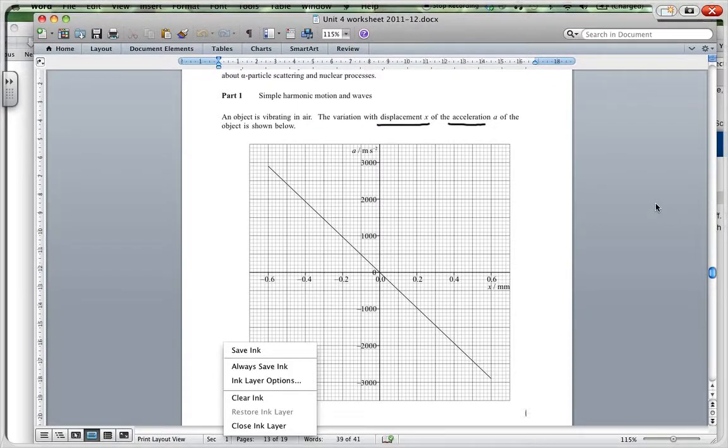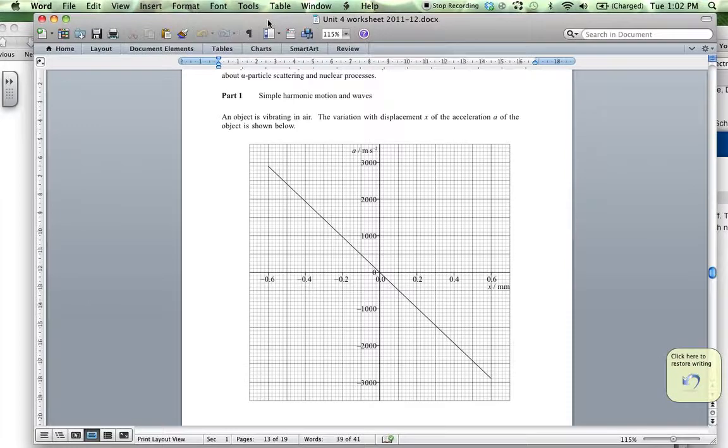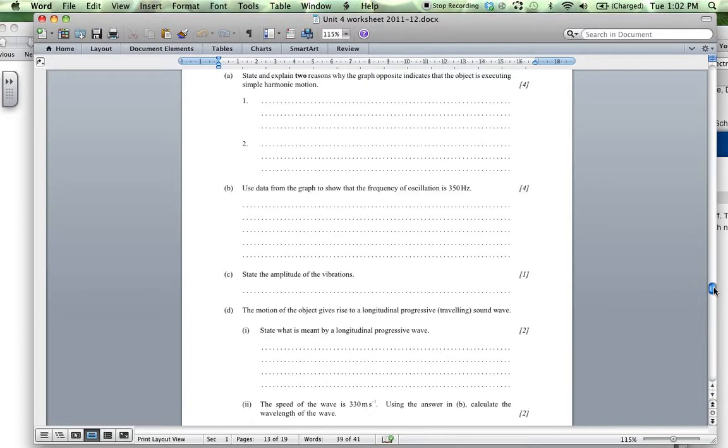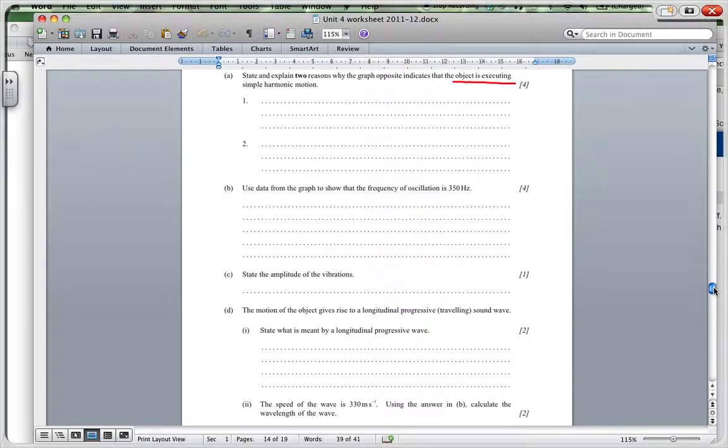Let's firstly look at some of the questions that we're going to need to answer, and then we can come back to this. We are going to need to explain two reasons why the graph opposite indicates an object executing simple harmonic motion, and then use the data from the graph. So here we're going to state the amplitude of the vibrations and what is meant for a longitudinal wave. Okay, so from that we will work from that.